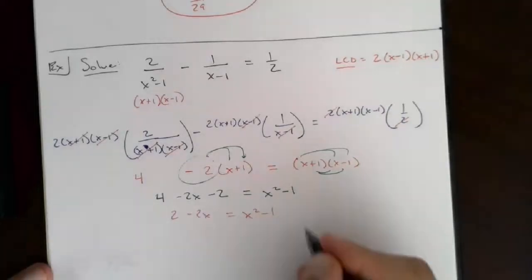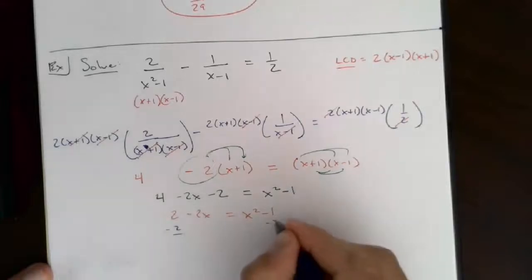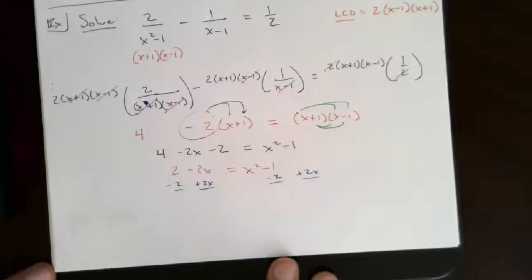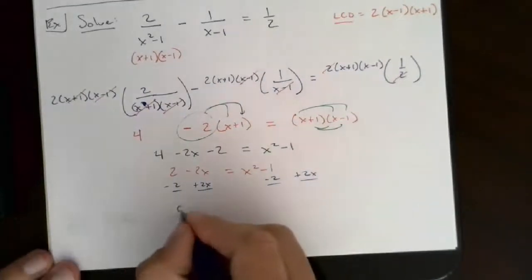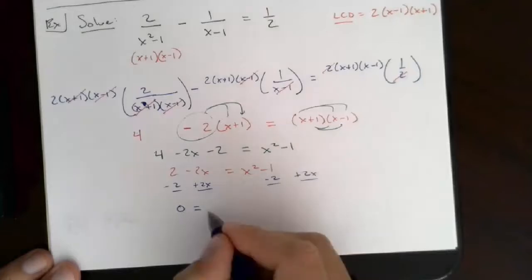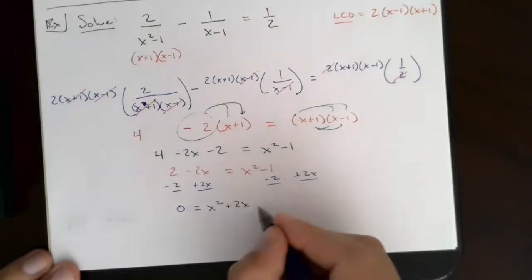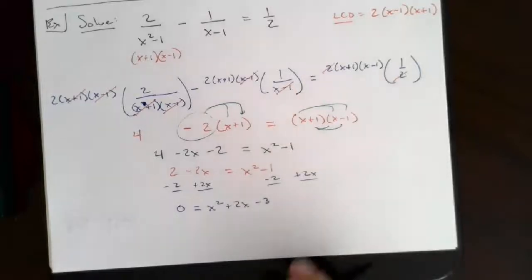And then to move everything to the left side, I'm going to subtract 2 from each side. And I'm going to add 2x. I'm going to do these in the same step. You could do these individually if you wanted to. So when I do this, I'm left with 0 on the left is equal to, I have x squared, and I'm going to write it in descending order. So plus 2x, and then minus 3.